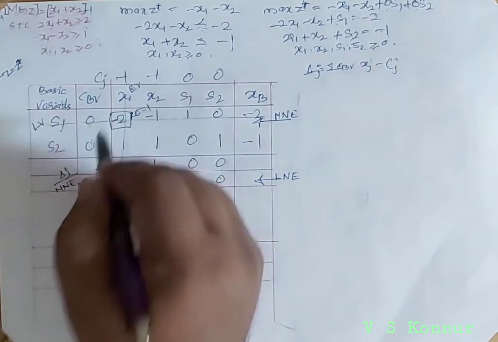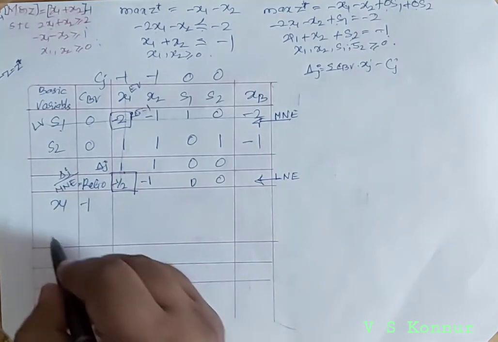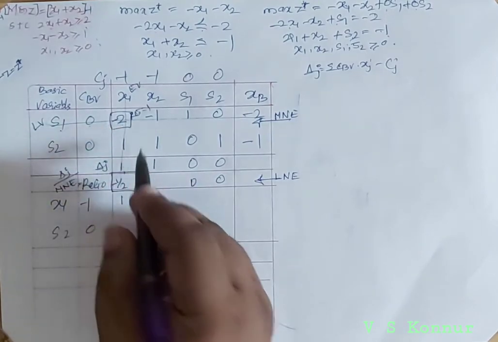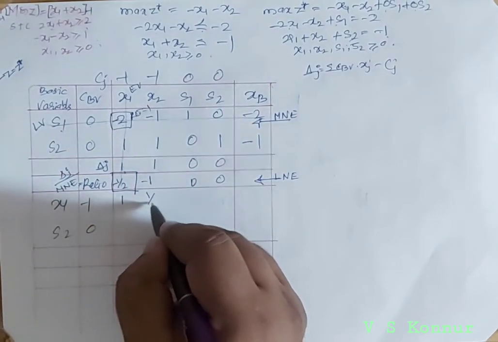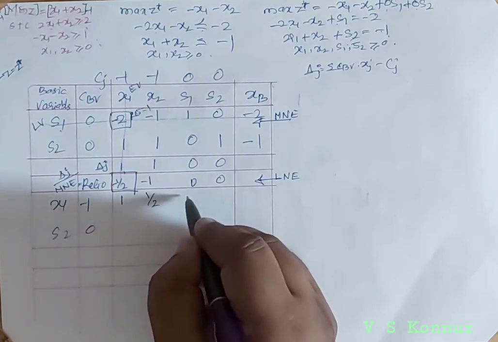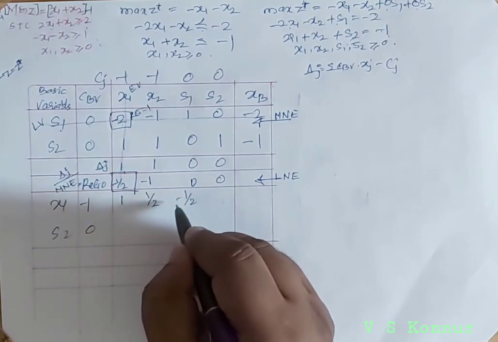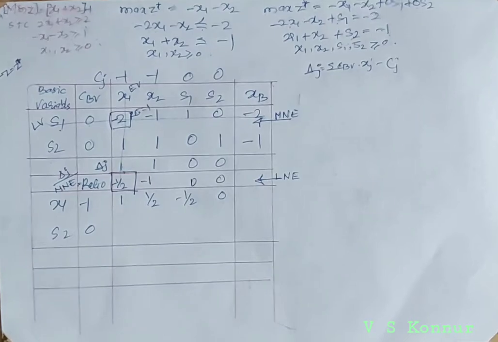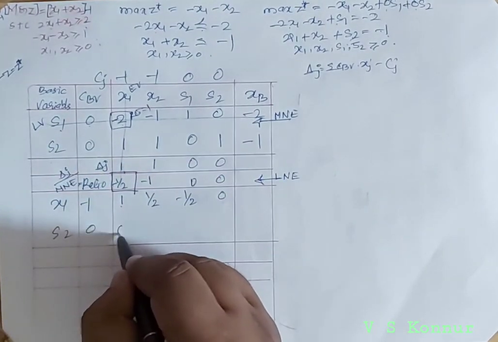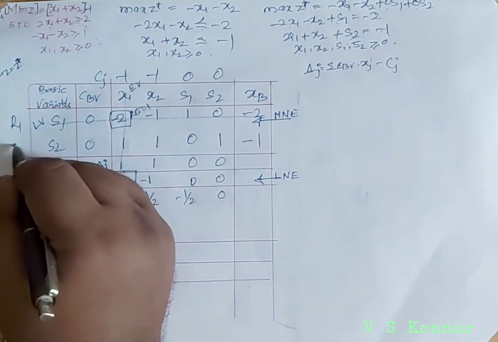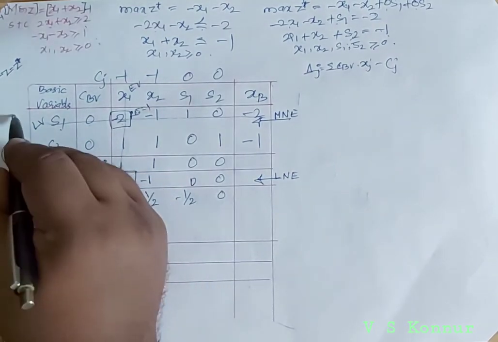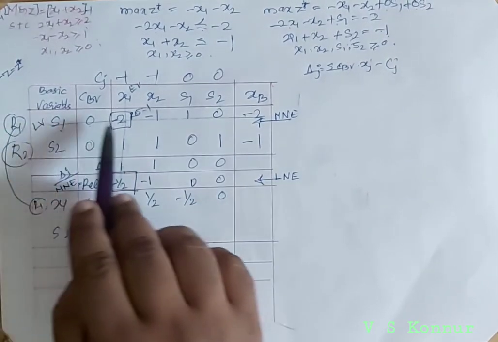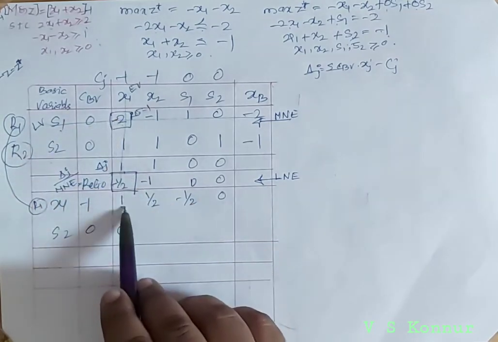Now S1 has been replaced by x1. I will write x1 with coefficient 1. S2 has 0. Next, it will be made 1, minus 1 by 2, minus of minus, plus 1 by 2 we get here. Next we get 1 by 2, minus 1 by 2 and 0. Next S2. Other than the key element, we should make the rest 0. To make it 0, we have to consider R1 and R2. R2 remains the same, and R1 is considered because the key element has been made equal to 1 here.